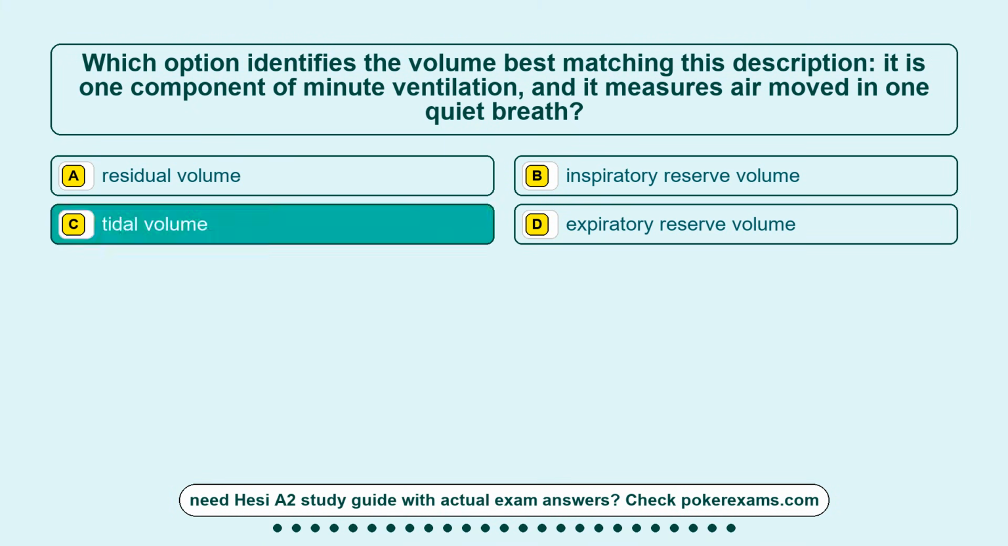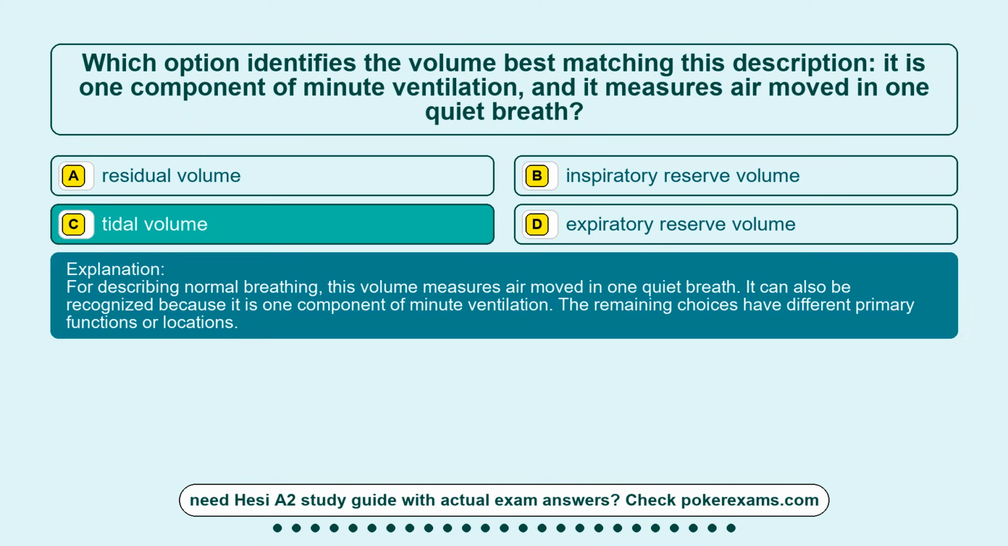The correct answer is option C, tidal volume. For describing normal breathing, this volume measures air moved in one quiet breath. It can also be recognized because it is one component of minute ventilation. The remaining choices have different primary functions or locations.